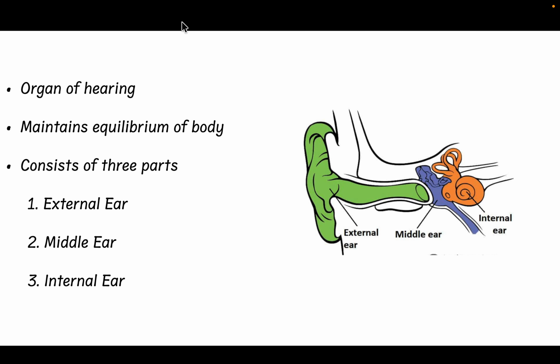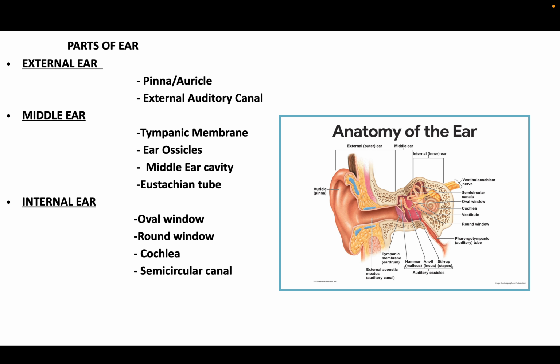Now if we see the ear as a whole, what are the functions of the ear basically? It is the organ of hearing. It maintains equilibrium of the body. Now this ear consists of three parts, that is external ear, middle ear and internal ear. So this is the introduction regarding the ear, and these are the parts of the ear basically.